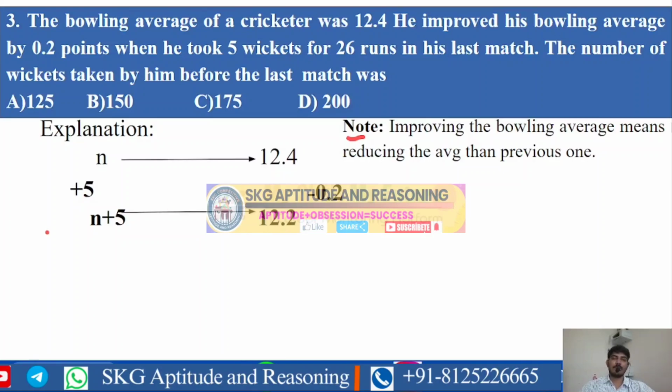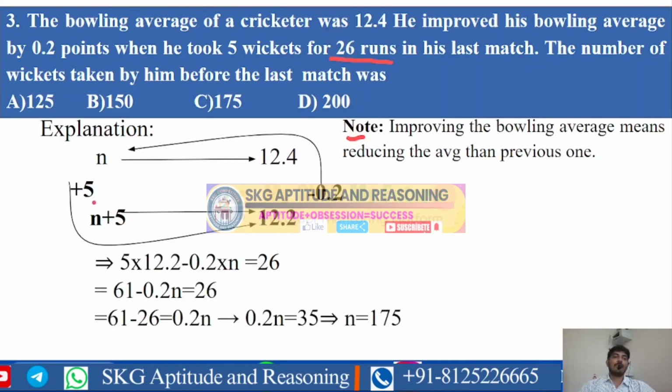So if I apply the circle method here, 5 into 12.2 minus 0.2 into n, and you need to be careful here, I gave 1 point here. That will be equal to the number of runs he has given in the last match, which we need to equate to 26. If I multiply 5 into 12.2, I get 61 minus 0.2n, which equals 26.